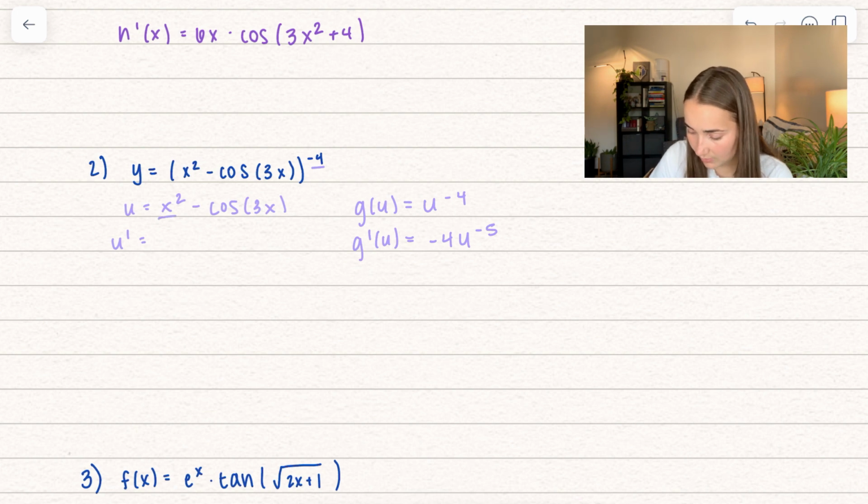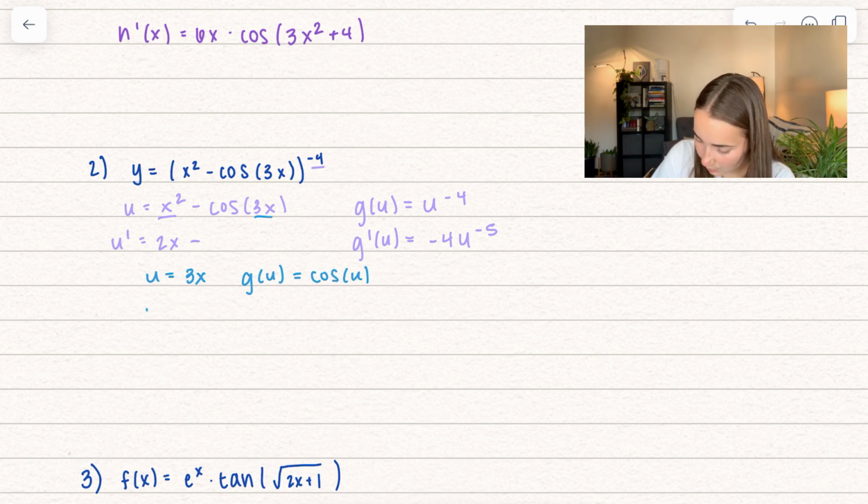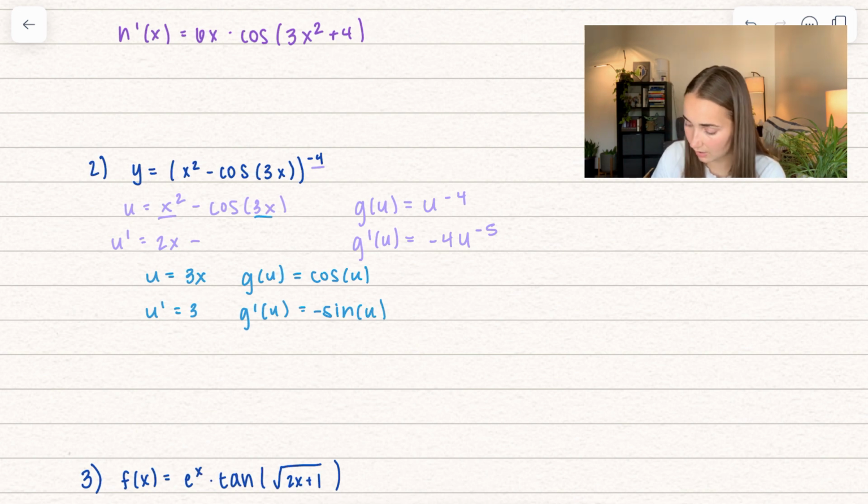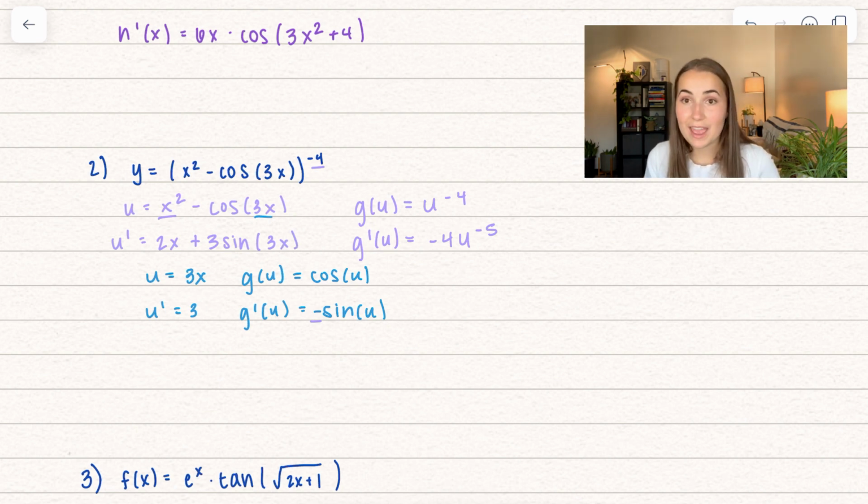So here I can take the derivative of x squared, and I get 2x minus, and let's go ahead and do this again. I'll use a different color. I'm going to say u is now equal to the inside, so 3x, and my g of u is going to be the outside, so cosine of u. When I plug this in, I get u prime is equal to 3, g prime of u is equal to negative sine of u. And this helps me find the derivative right here. So I'm going to get a positive, because I have a negative right here, 3 times sine of u, which was 3x. And so now I can go ahead and use these two parts to find the actual derivative.